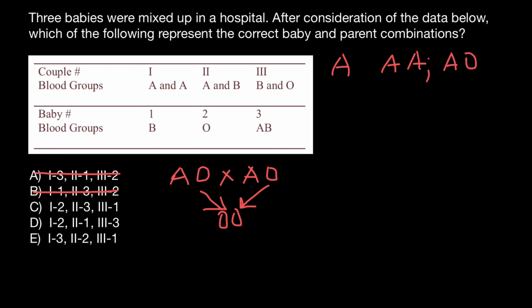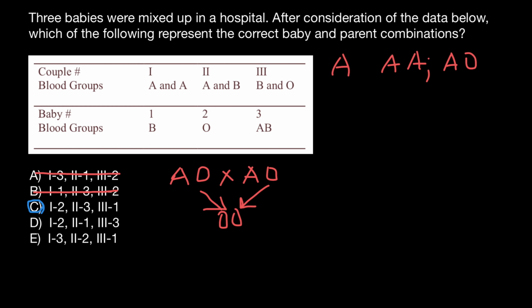Now let's check 3-1. Is it possible for parents who belong to the blood group B and O to have a child who is going to be blood group B? Of course, yes, because this parent can contribute the B allele and this parent can contribute the O allele, so the genotype of the child can be BO, and this is blood group B. So all three combinations are possible. And this is going to be our answer, but let's check the rest too.